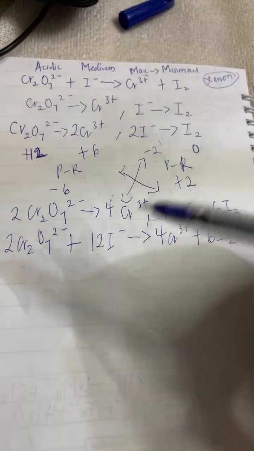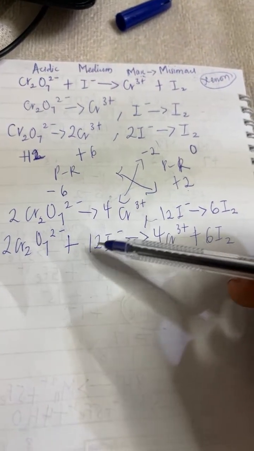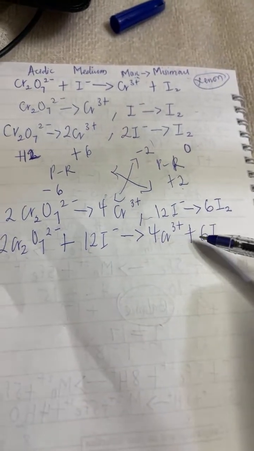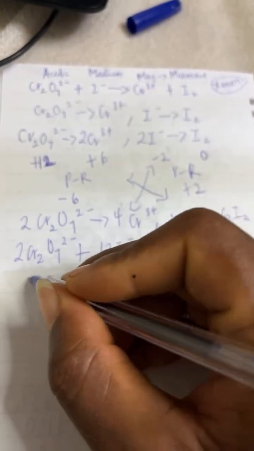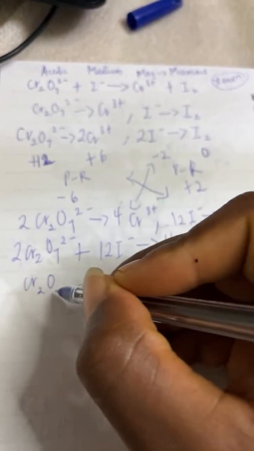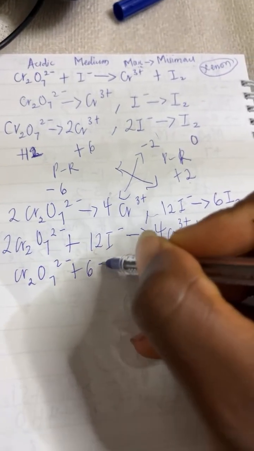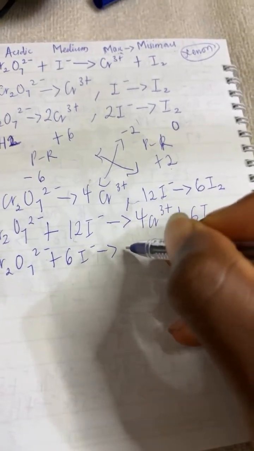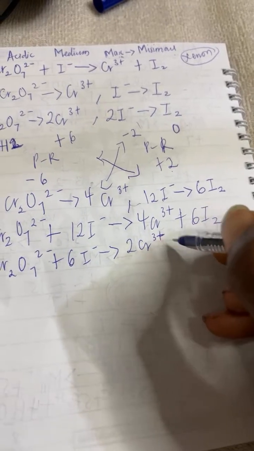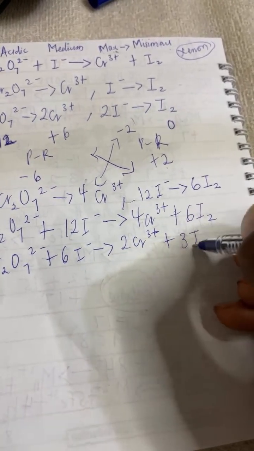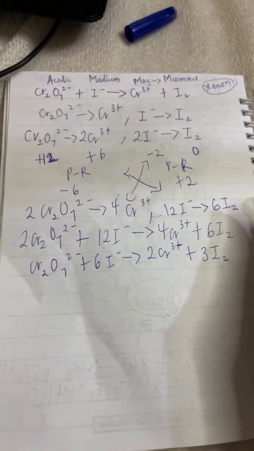Okay, so we can divide all of these by 2, because 2 can divide this, this, this, and this. If you divide through by 2, you get Cr2O7 2- plus 6 I- to give us 2 Cr3+ plus 3 I2. Do you people get what I'm explaining?